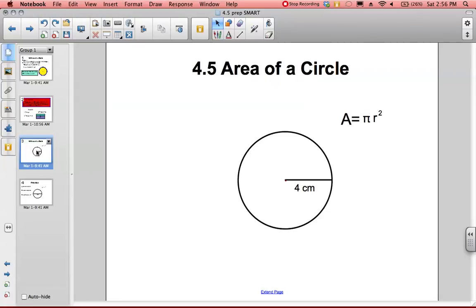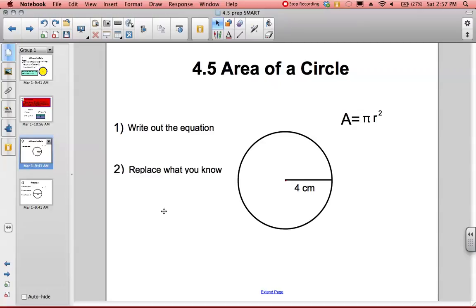Again, the area is the inside, so we're only concerned about the inside of this circle. Area is equal to pi, and we've already discussed that pi is equal to 3.14 for our situation, multiplied by r squared. And if you remember BEDMAS, brackets, exponents, division, multiplication, addition, subtraction, we have to do our exponents in this equation first. And going through the steps that we've talked about already, one is write out the equation. Well, we've got our equation right there. Area equals pi times radius squared.